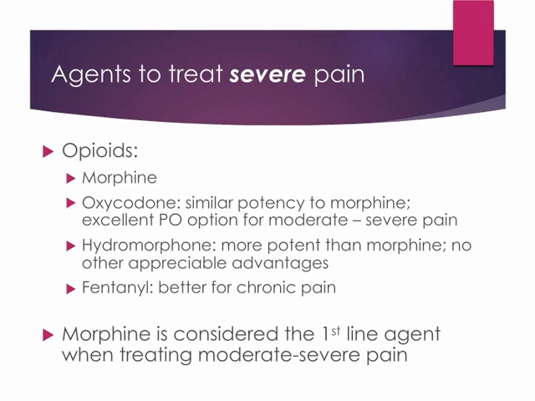Oxycodone has similar potency to morphine, but it's an excellent oral option for moderate to severe pain control. It's available both as a long-acting formulation, which is called OxyContin, and then an immediate release formulation, which brand name is Roxicet, which can be used for breakthrough pain for patients.